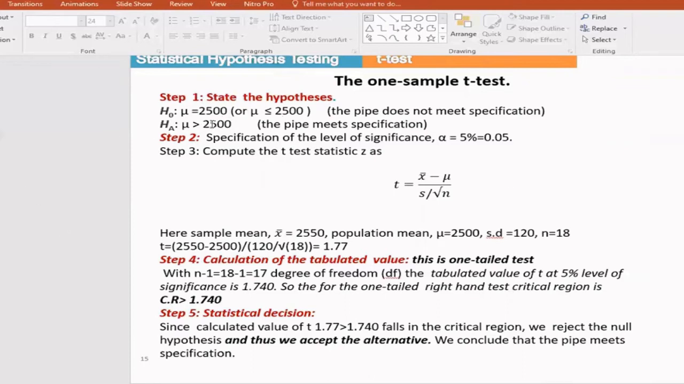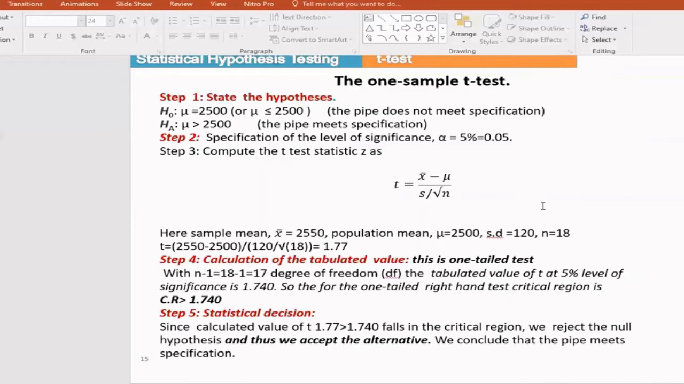We are going to accept the alternative hypothesis, which is greater than, that is, the pipe meets the specification. This is the way you can do it by the conventional method of critical region. Now let us test how you can do it by p-value.